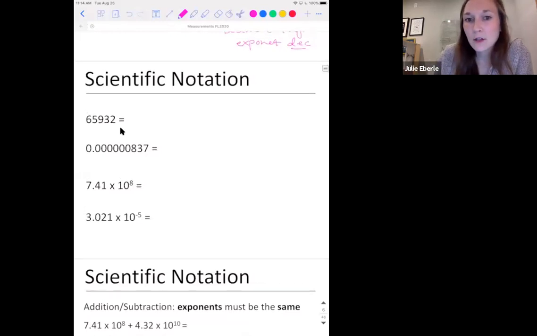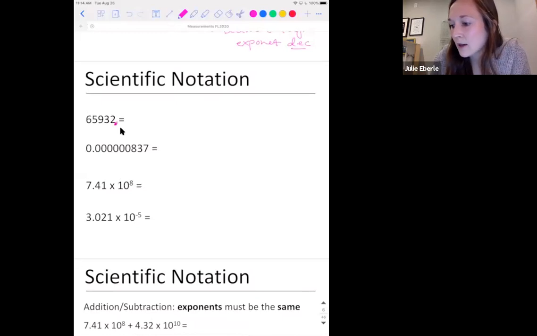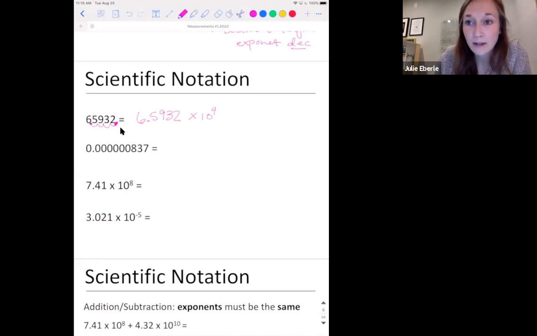So let's look at this first one, 65932. The decimal would be right here after the 2. We're going to convert it to a number between 1 and 10, so I'm just going to move the decimal until I've got 6.5932. I moved the decimal 1, 2, 3, 4 places, so that's times 10, and here our exponent increases, so it's a +4. Any questions on that? Anybody get anything different?